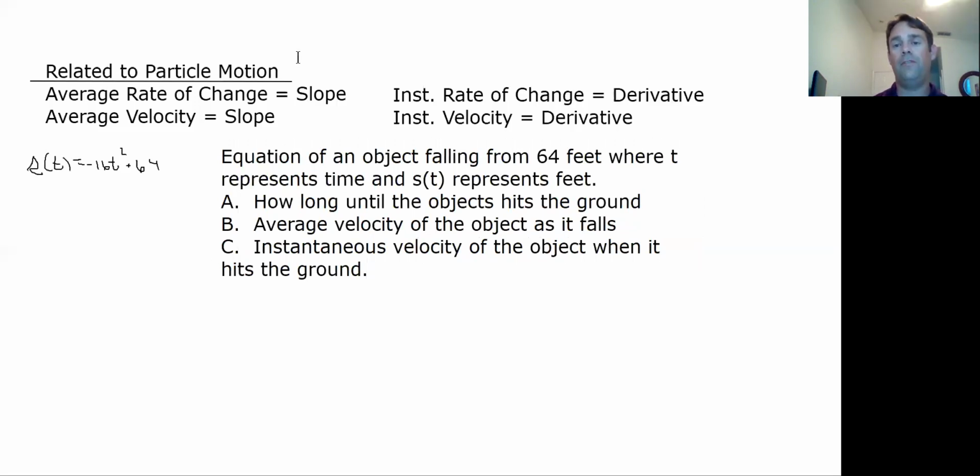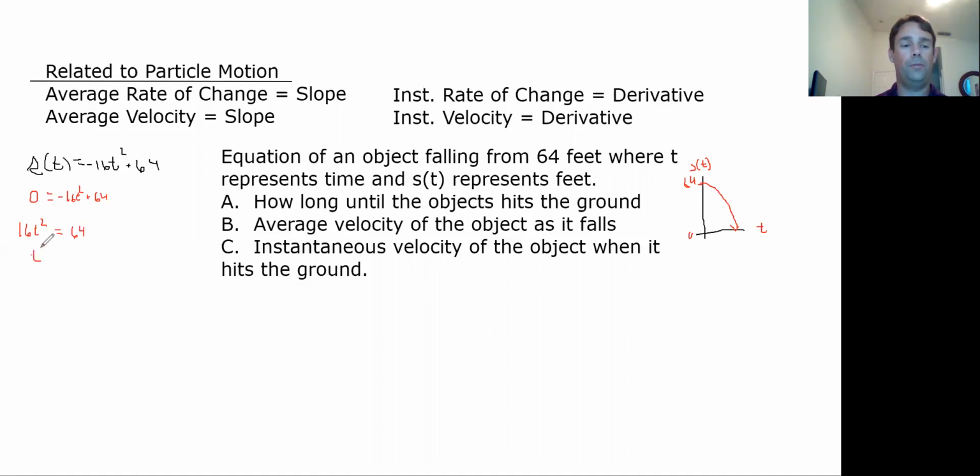When it hits the ground, the height of any object when it hits the ground, so let's think here. I got some object starting at 64 feet. So we'll let this be our position, and we're going to let this be time. Somehow this object is going to be falling. It's a quadratic, it's falling. But when it hits the ground, the height is 0. So I'm going to plug 0 in here. So 16t squared equals 64.